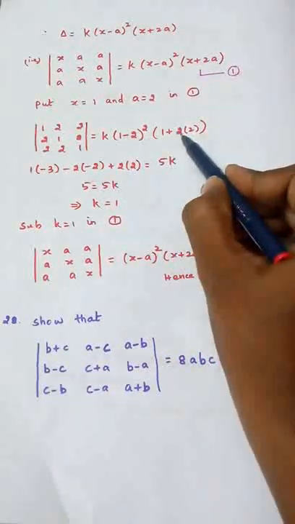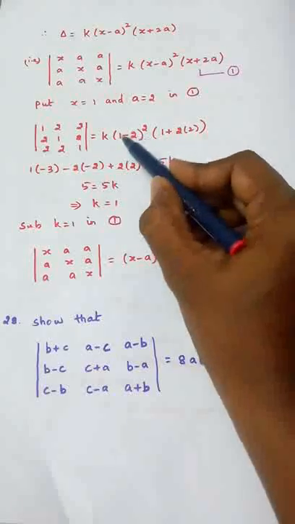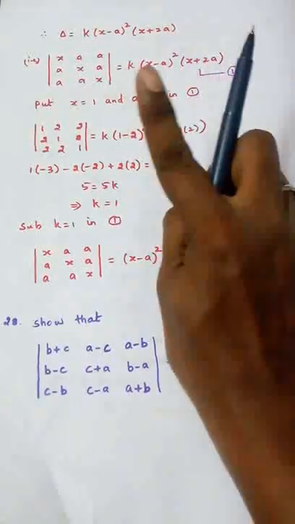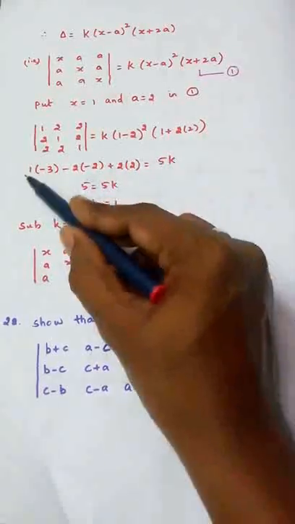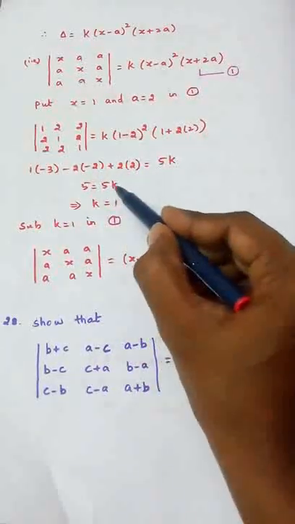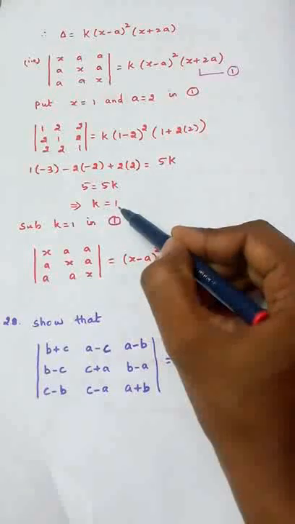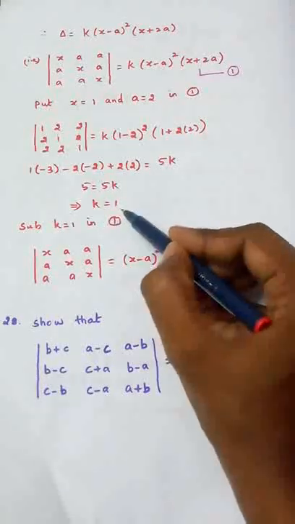So if you see 4 plus 1, 5. This is minus 1. Minus 1 whole square is 1. So 5 into 1, 5. 5 into k, 5k. Simplifying this, we are getting 5, 5 cancels, k is equal to 1. So now we got k value.